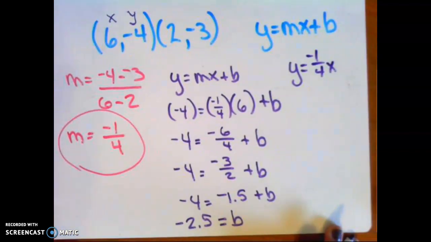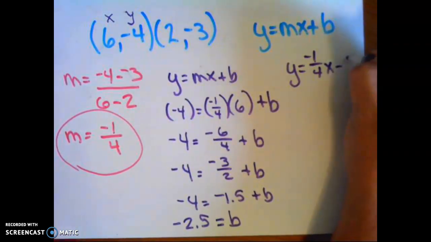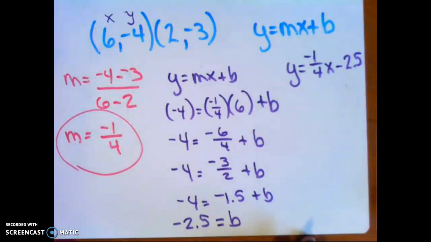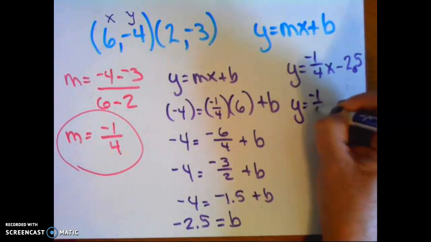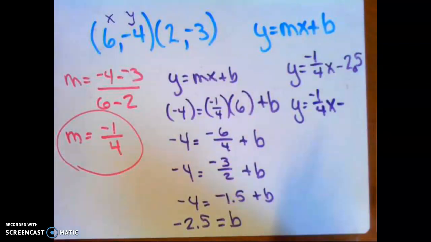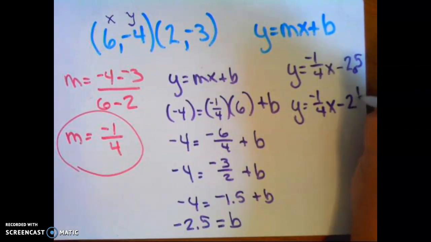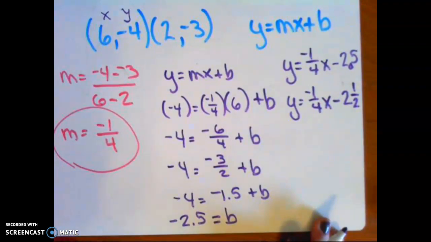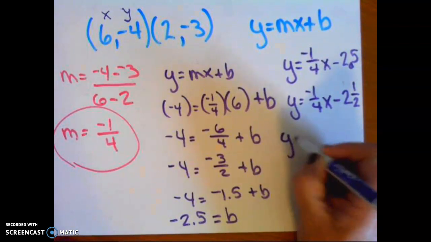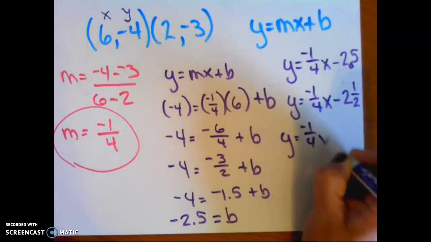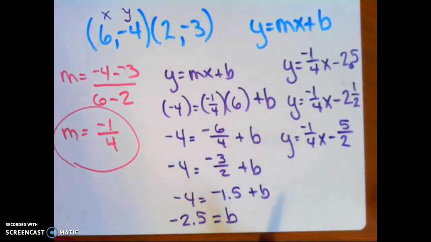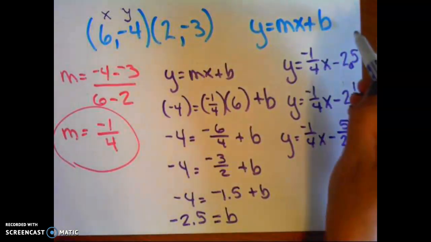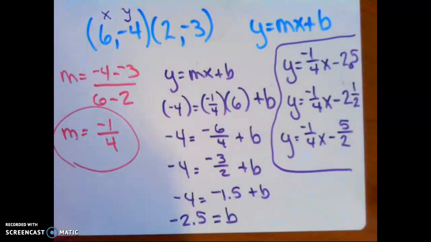So now I can come over here and I can write my final answer. Y equals -1/4 x minus 2.5 for your b. You can leave it as 2.5, or in fractions if you prefer. And you can also leave it as 5 over 2. It doesn't matter to me at this point, it's your mathematical preference. As long as the answer is correct, you will get full credit.